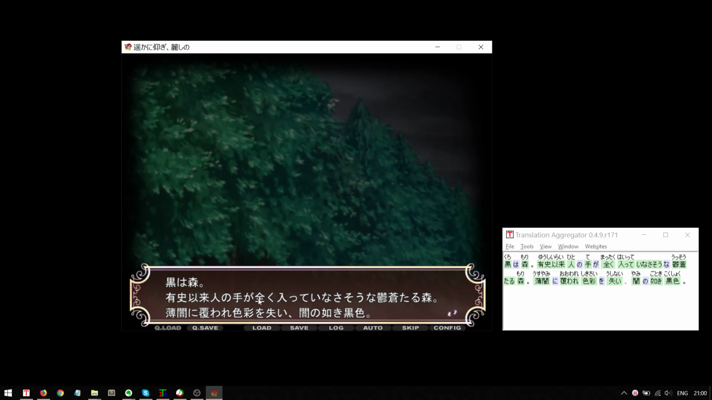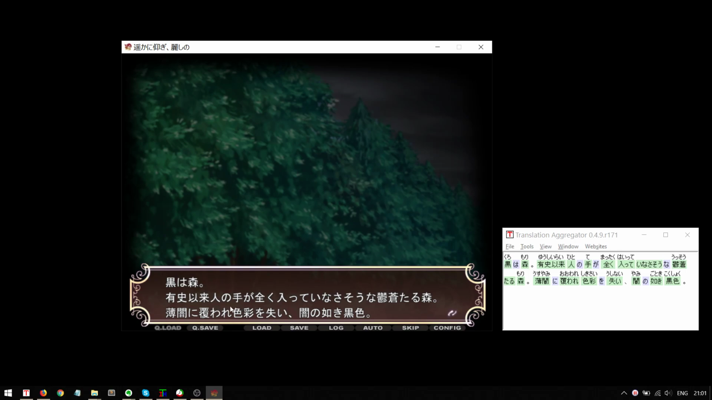Now we go on to the previous clause. Hito no te ga mattaku haite inasasou na. This is also modifying forest. So hito no te is people's maintenance, people taking care of it.